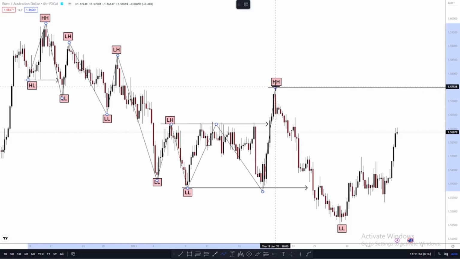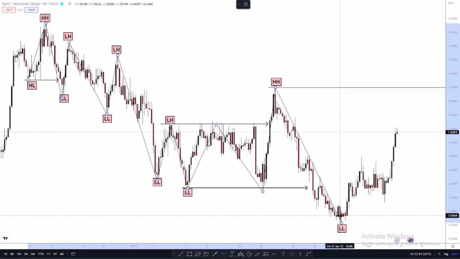So after this higher high was created, did price go ahead and create a new higher low? No, price didn't. What did price do next? It came back down, broke its previous lower low, and created a new lower low. So at this point, you can also say price has changed structure. We are no more in an uptrend. We are back to our downtrend. Why? Because price failed to create a higher low, and what did it create? A lower low.